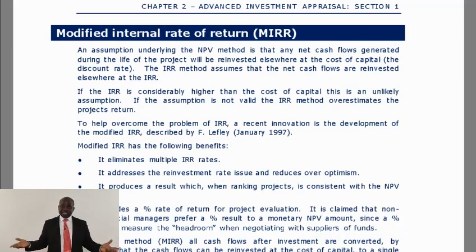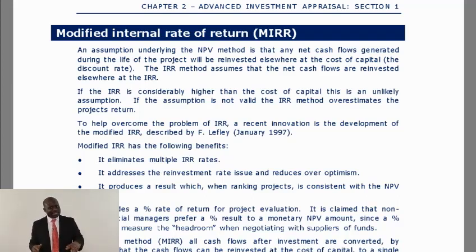Because ultimately, we want to maximize the shareholders' wealth. So modified internal rate of return is the rate that will make the NPV equal 0 on the assumption that the cash flows from the project will be reinvested at the cost of capital. And as such, it's making the same assumption as the NPV, and its conclusion will be the same as the NPV will give you.